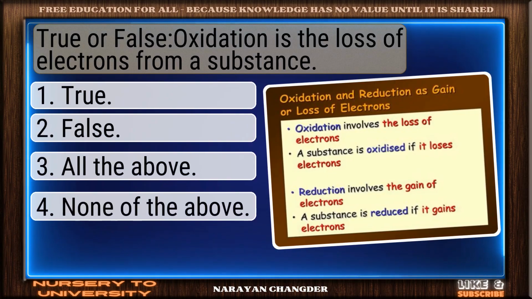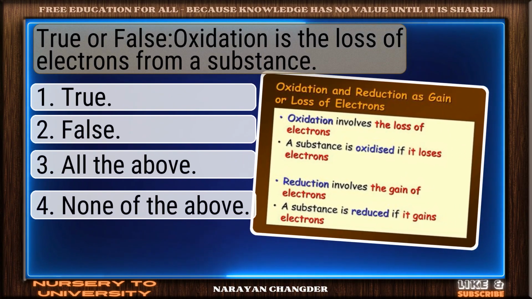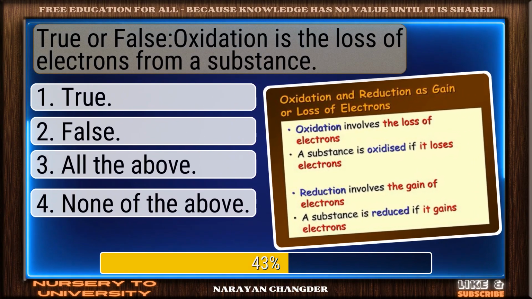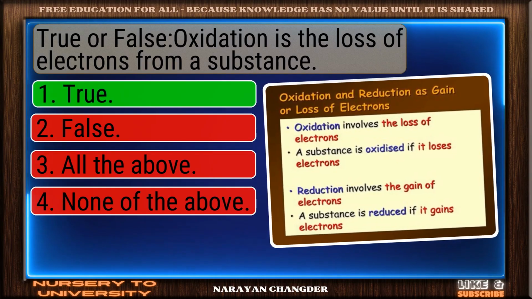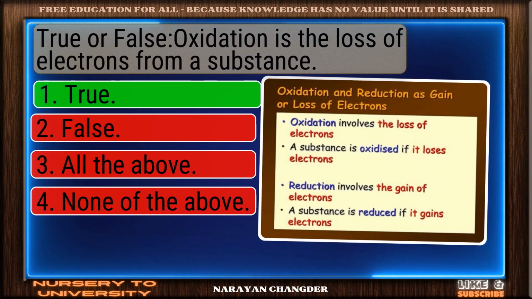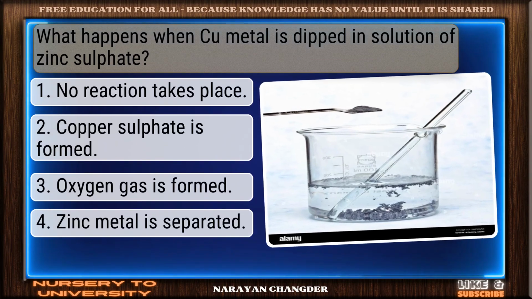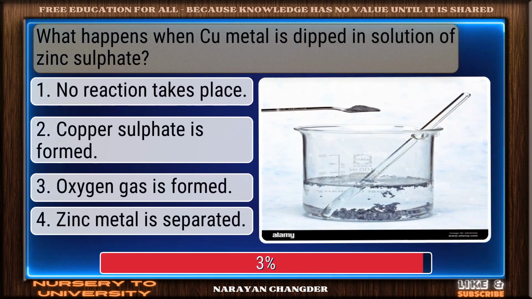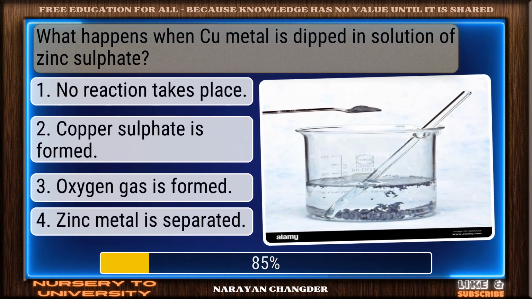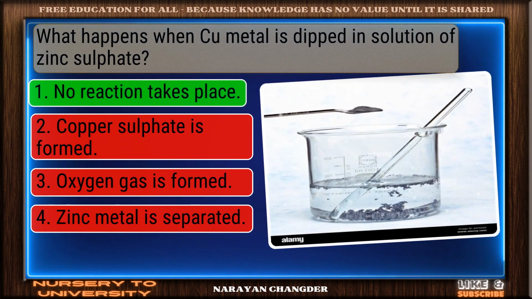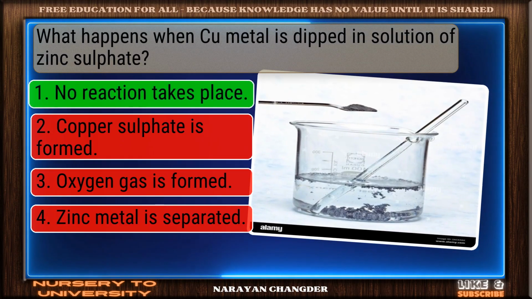True or false? Oxidation is the loss of electrons from a substance. Nice work. True fits perfectly. What happens when Q metal is dipped in solution of zinc sulfate? Valid point. No reaction takes place is true.